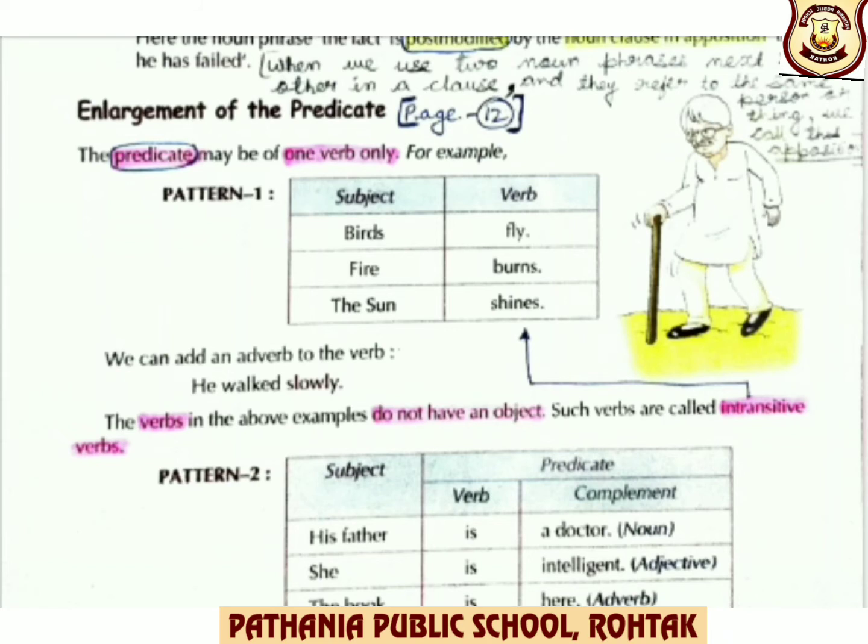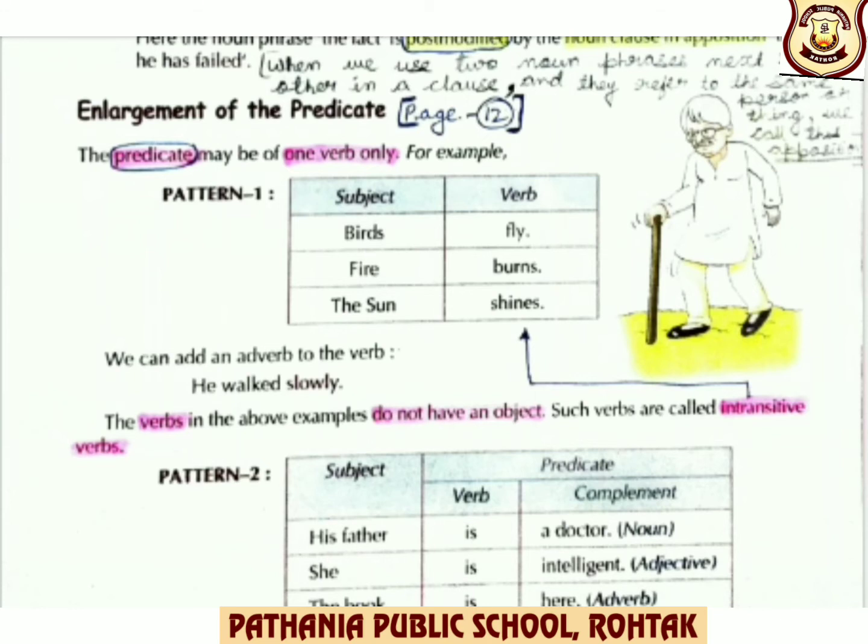Look at the example, children. Birds fly, fire burns. So subject and only one verb. Still it is a complete sentence. We can add an adverb to the verb. He walked slowly. So the verbs in the above examples do not have an object. Such verbs are called intransitive verbs.